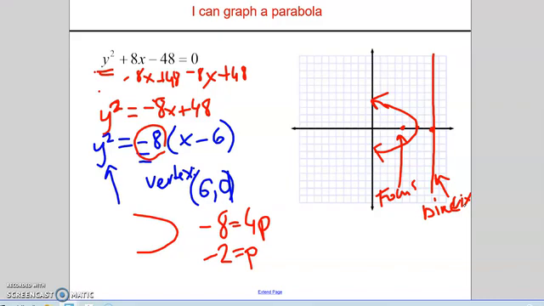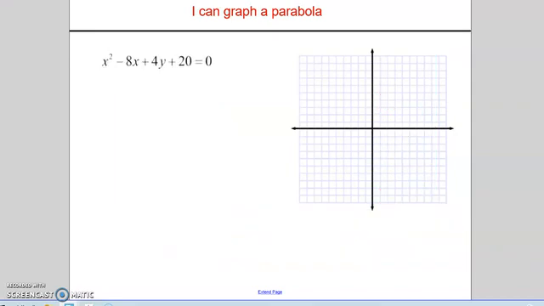Okay, so let's put some coordinates down. We have the vertex already. For the focus, instead of being at 6, 0, I'm 2 over, so I'm at 4, 0. And for the directrix, I'm way out there, and the equation for that line is x is equal to 8.